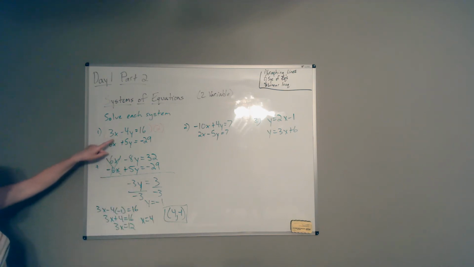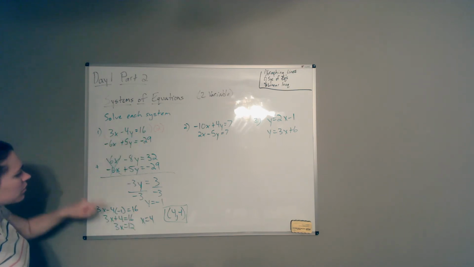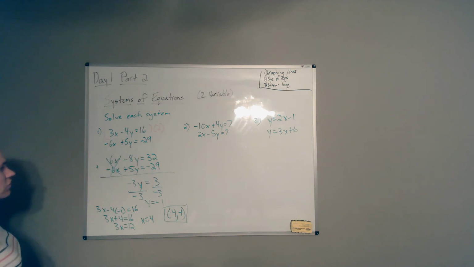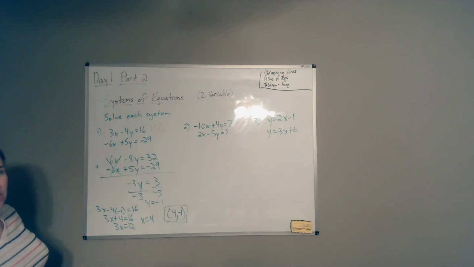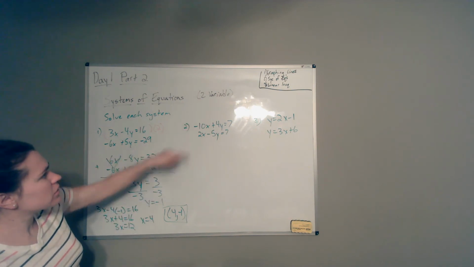So if you want to check, you plug 4 comma negative 1 into the first equation. Make sure you get 16 equals 16. Plug 4, negative 1 into the second equation. Make sure you get negative 29 equals negative 29. So let's go to number 2.